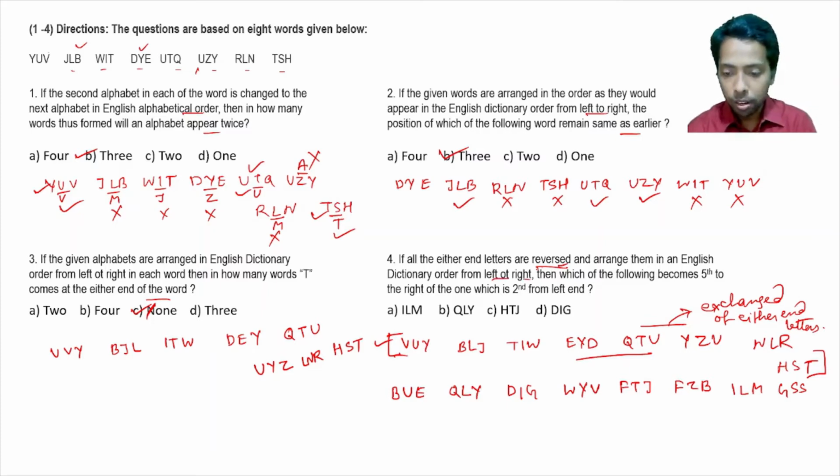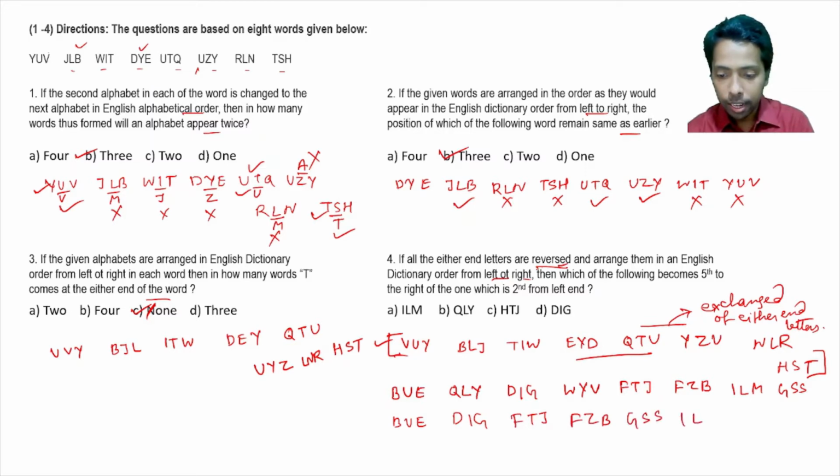So first of all, B comes, right? So B, U, E is here. Then D, I, G, right? Then F, T, J. Then F, Z, B. Then G, S, S. Then I, L, M. Then Q, L, Y. Then W, Y, V, right?